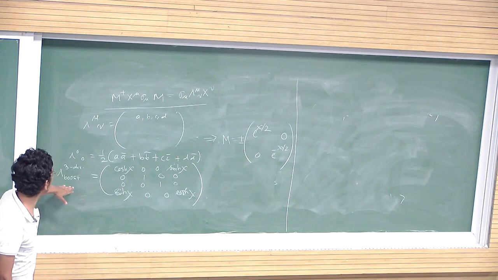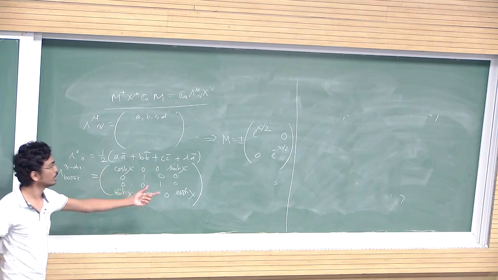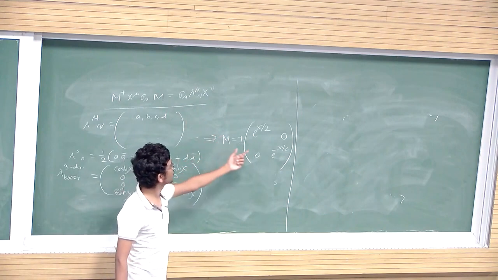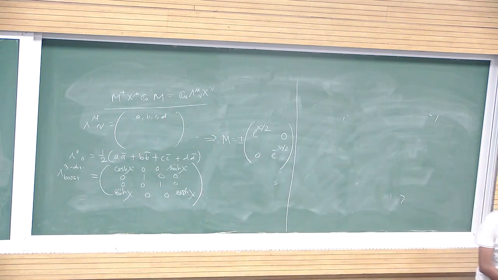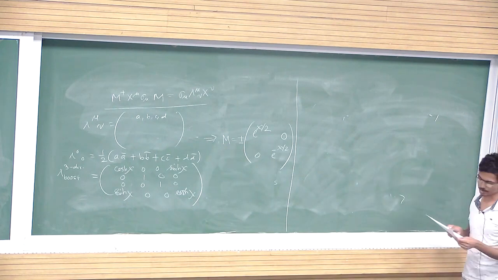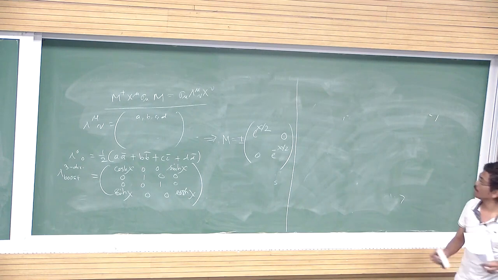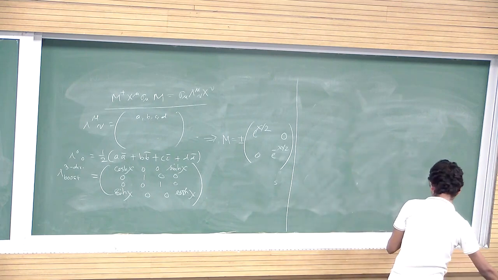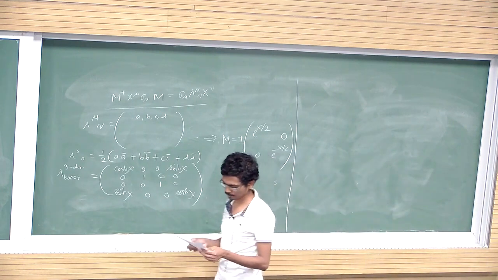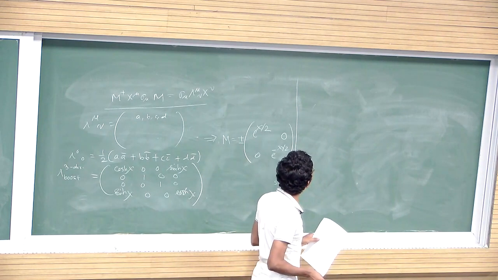For example, the boost in the third direction in terms of the Lorentz matrices looks like this, whereas in terms of the SL(2,C) matrices, it looks like this. Now I will talk more about the SL(2,C) transformation, but now actually from the momentum space. So now I'll go to the momentum space.